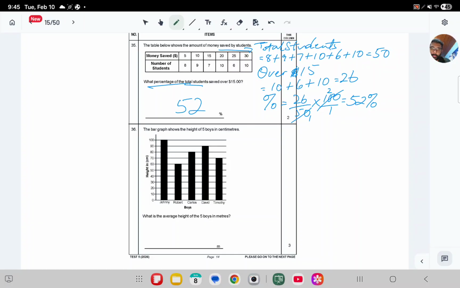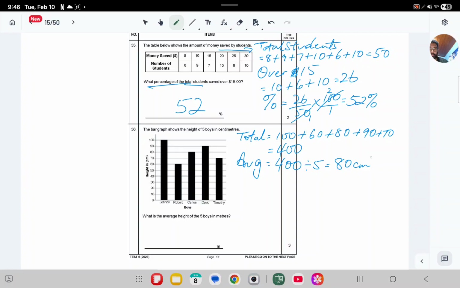The bar graph shows the height of 5 boys in centimeters. What is the average height of the 5 boys in meters? Well, first, before we can find out the average, we need to find out the total. Total will be to add up these, so that's 100, add 60, add 80, add 90, add 70. That will give us 400. Now let's calculate the average. So the total divided by the number of numbers, which is 5, that will be 80 centimeters.